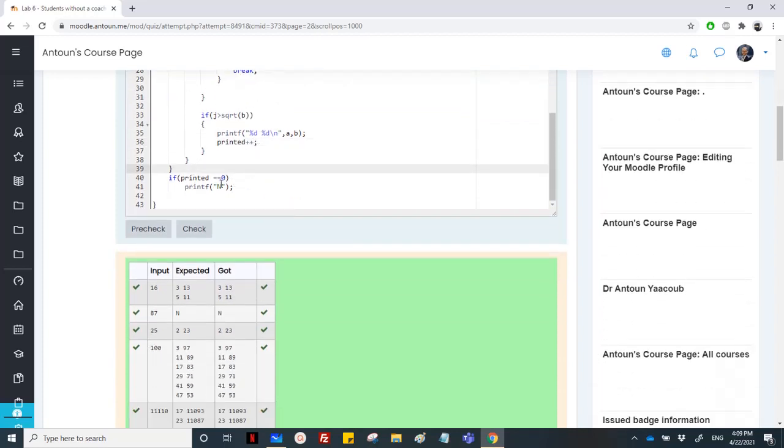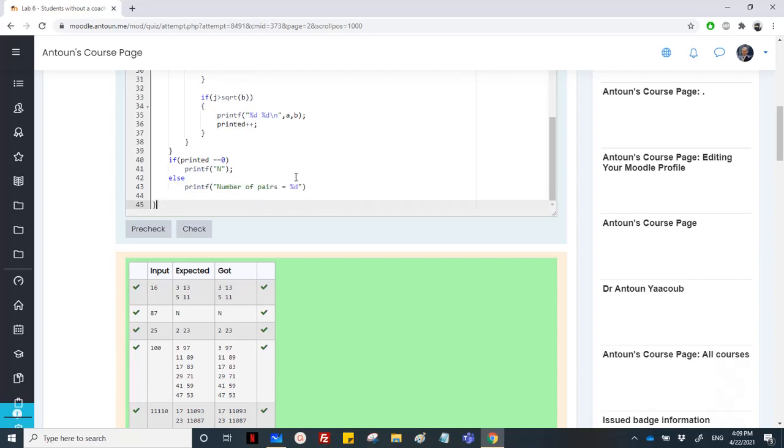So at the end, if it's equal to 0, I will print f, or else I will print f the number of pairs, for example, if the question is about that. Because we can do that either with a counter or as a flag. So if the number of printing pairs, it will give me the number of pairs that we have found. So let's see here. It should give me 2.